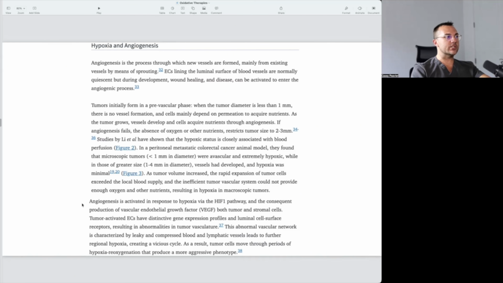Angiogenesis is activated in response to hypoxia via the HIF-1 pathway, hypoxia-inducible factors that we've talked about over and over again on this channel, and the consequent production of vascular endothelial growth factors, VEGF, by both tumor and stromal cells. Tumor-activated ECs have distinctive gene expression profiles and luminal cell surface receptors, resulting in abnormalities in tumor vasculature. This abnormal vascular network is characterized by leaky and compressed blood and lymphatic vessels, leads to further regional hypoxia, creating a vicious cycle. As a result, tumor cells move through periods of hypoxia reoxygenation that produce a more aggressive phenotype.